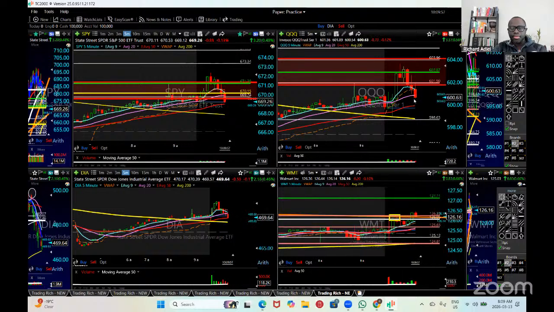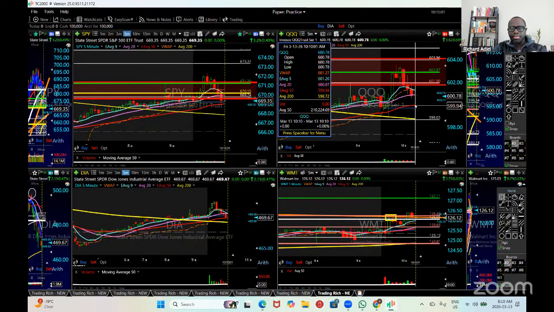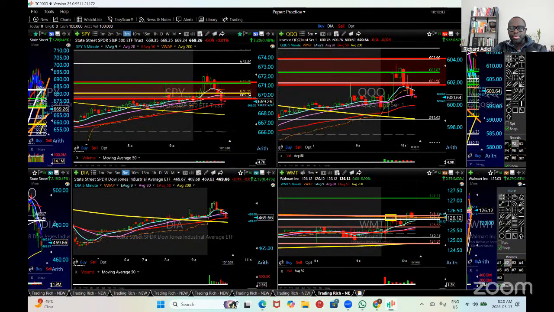I'm looking for that push to this area for me to take some more profit off the table here on my shorts. I'm green. I'm just trading in green. If it stops me out, I'll still be green.